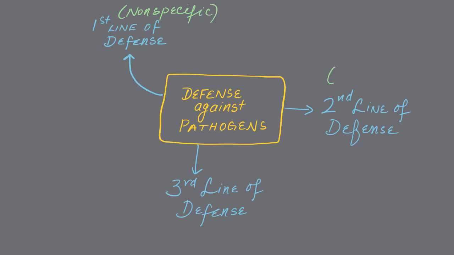So the first line of defense is non-specific. This means that it protects the body against all pathogens. The same goes for the second line of defense, whereas the third line of defense is highly specific.